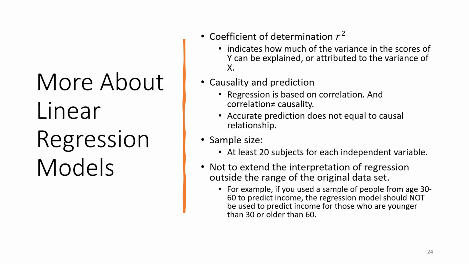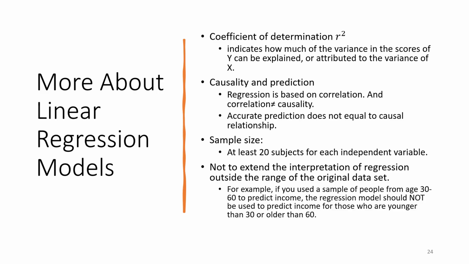Second, we know correlation is not causality. Regression is based on correlation. Even if you can make accurate predictions, regression does not imply a causal relationship.